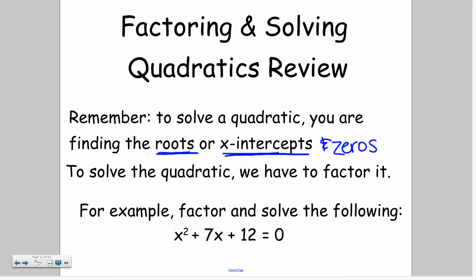All right? Now, to solve the quadratic, we have to factor it. So that's the first thing that you're going to have to do. Now, when you factor, you're going to get two solutions. One way to know how many solutions you're going to get is by looking at your exponents. I have x squared. Well, that's my biggest exponent, so that lets me know I'm going to have two solutions. If I had x cubed, I would have three solutions. So that always lets me know how many answers I'm going to have. I'm dealing with quadratics, which is x squared, so I'm going to have two solutions every time.